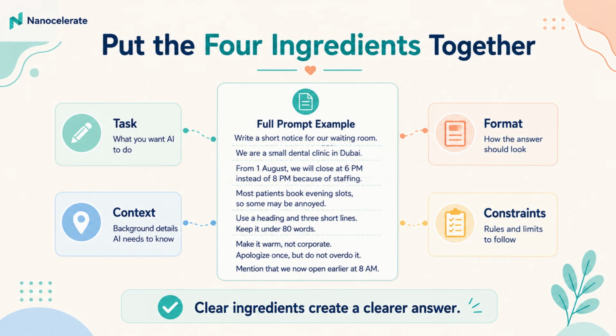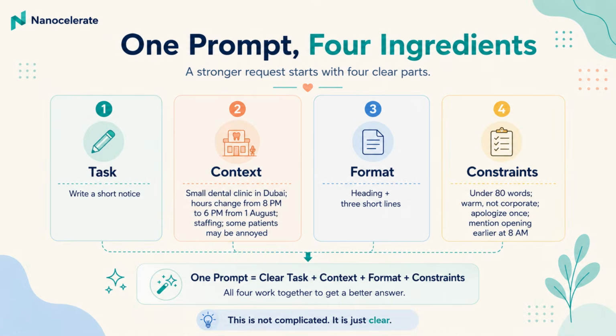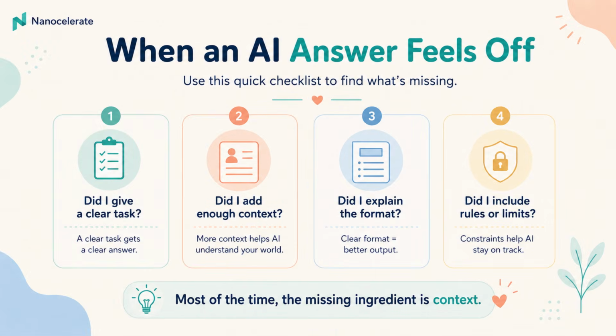Now look at the difference. This request is not complicated. It is just clear: the task is clear, the context is clear, the format is clear, the constraints are clear. You will not need all four ingredients for every single AI request. Sometimes a simple question only needs a simple prompt. But when an AI answer feels too general, too formal, or not useful, come back to these four ingredients.